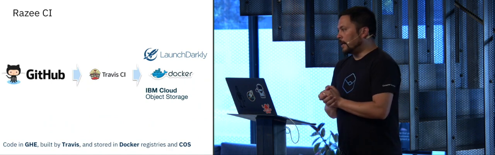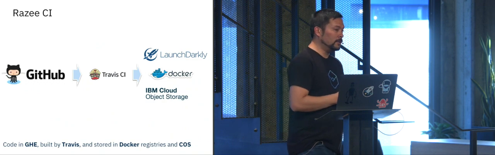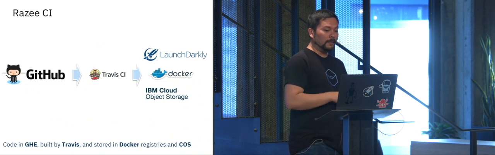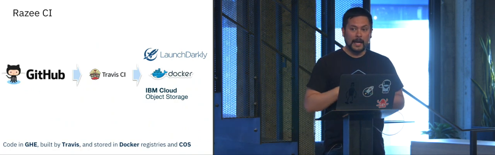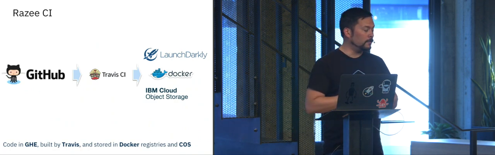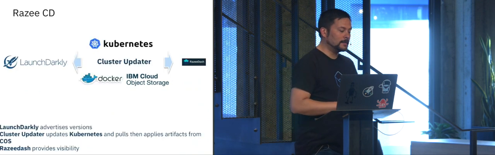And we also use IBM Cloud Object Storage to store non-image stuff, like all of our configuration for our clusters. And finally, once Travis is done building it and uploading the images, we'll tell LaunchDarkly, hey, we've got a new variant, a new version of this image available. So then what happens is our CD process.